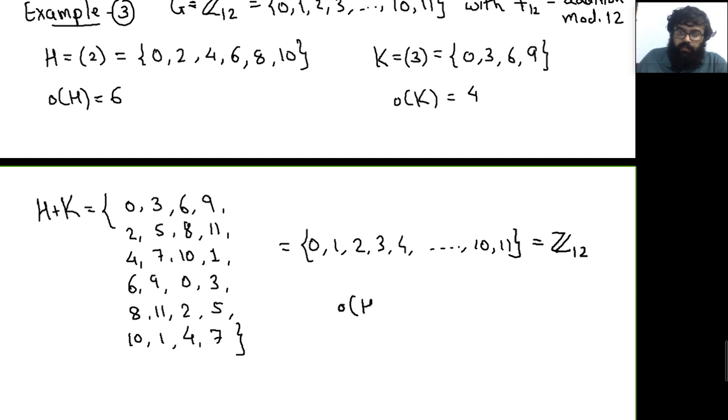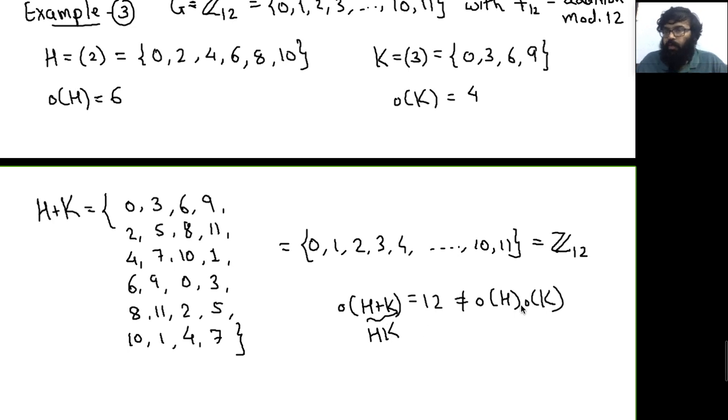So here the order of H plus K equals 12. This is not equal to order of H times order of K. H plus K or HK is the same thing. Here there is no plus in the notation. Plus is used here because it is an additive group, so it's just a notation. So it is not order of H times order of K. The reason is that some repetitions are there, of course. There are only 12 elements here, so there are repetitions. Otherwise, if you take any other example also, with proper subgroups, there are going to be repetitions.